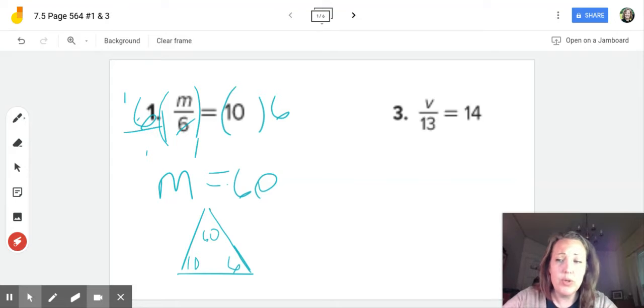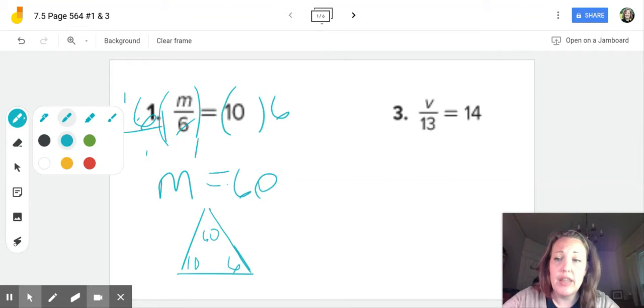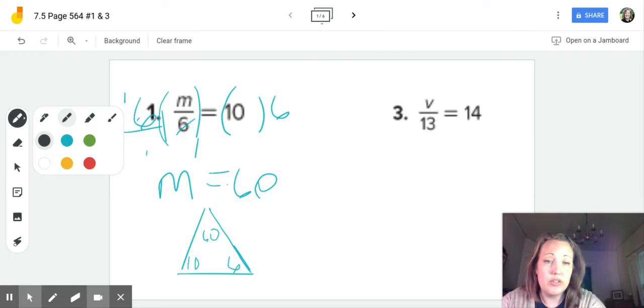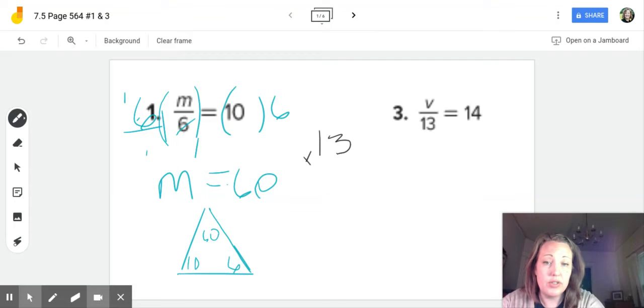So what would we do for number 2? This is the same deal. Something, we're going to call V, divided by 13 is equal to 14. So that something is going to be 13 times 14, right? Now, you can do your standard algorithm, 13 times 14.